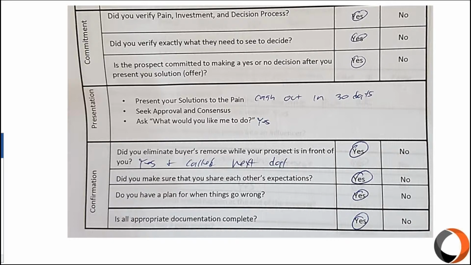Do you have a plan when things go wrong? This makes sure that your prospects don't get squeamish or scared when we run into title problems and issues like that. And then, is all the appropriate documentation complete? So, a pretty simple 2-page sheet, but it's really helpful in helping keep you on track and making sure you did not miss a thing.